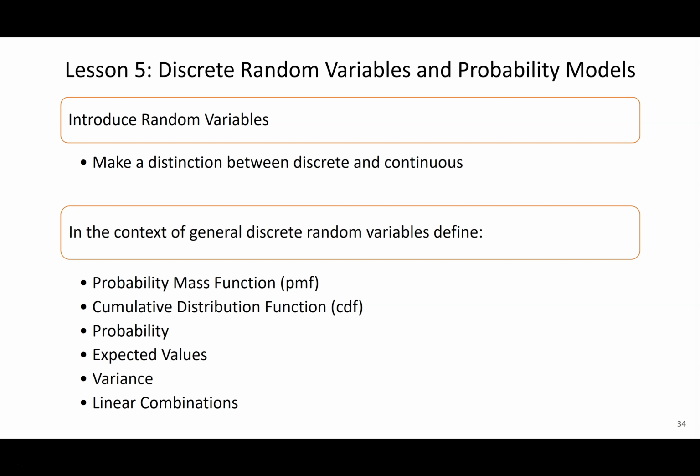Okay, welcome to Lesson 5. We're going to talk about discrete random variables and probability models. So first we're going to talk about what random variables are, make a distinction between discrete and continuous, and then we're going to talk about some characteristics about discrete random variables.